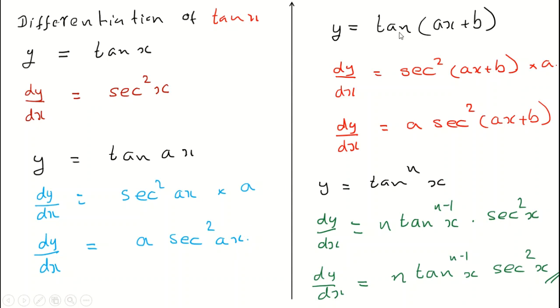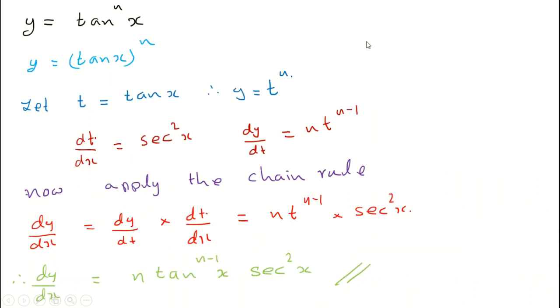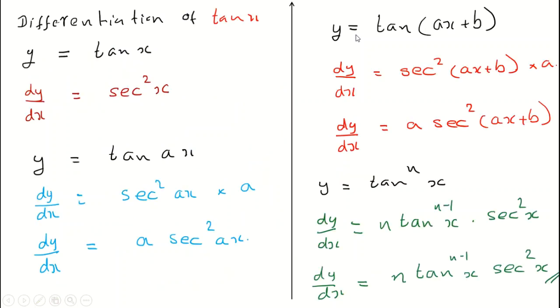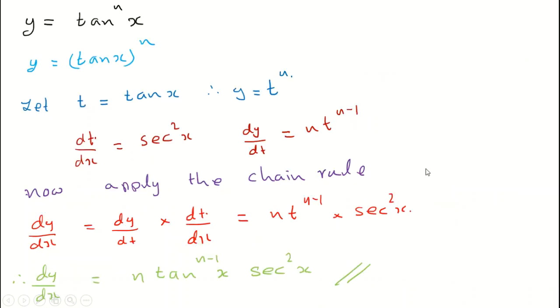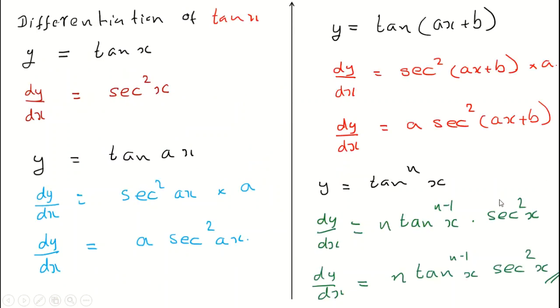If y is equal to tan(ax plus b), then dy over dx is equal to sec squared(ax plus b) into a, so a sec squared(ax plus b). y equals tan x to the power n, that is n tan to the power n minus 1 x into, when you differentiate tan x, it is sec squared x. So n tan to the power n minus 1 x sec squared x.